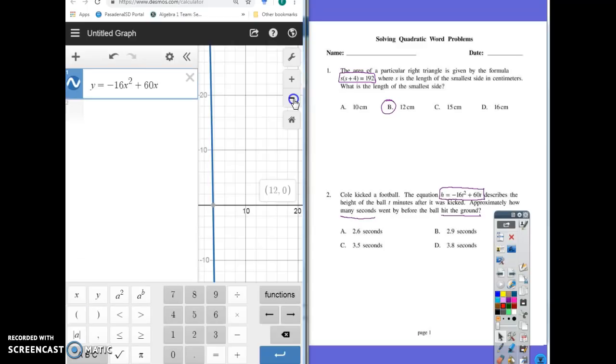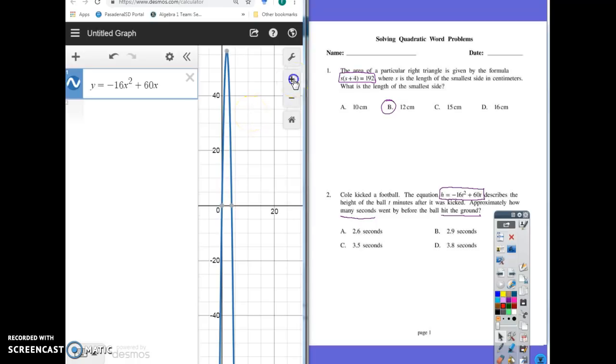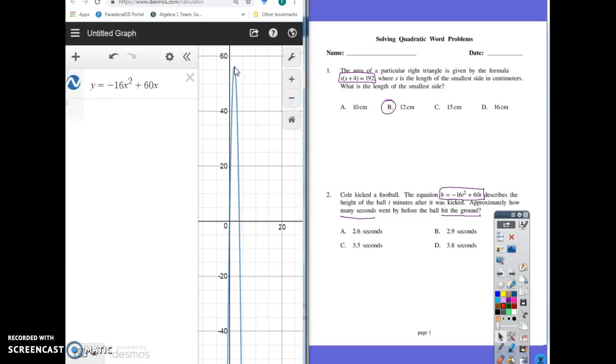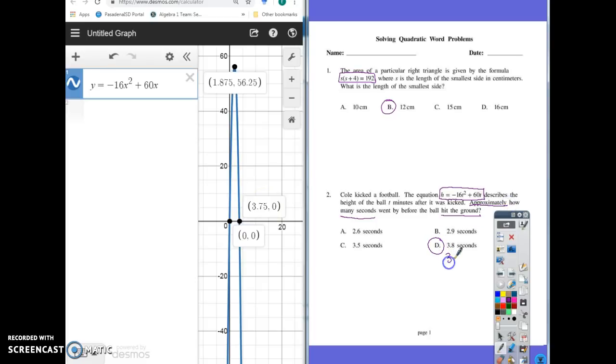Okay? And we can zoom out, or zoom in. So zoom out. This is where it got to the very top. Okay? I don't care about the top. I want when it hits the ground. This is where it started. It goes up, up, it hits the maximum, and then it comes back down. This is when it hits the ground at 3.75 seconds. So they want you to round. This is approximately. So 3.75 seconds is closest to 3.8 seconds. Okay? Pretty simple. Next page.